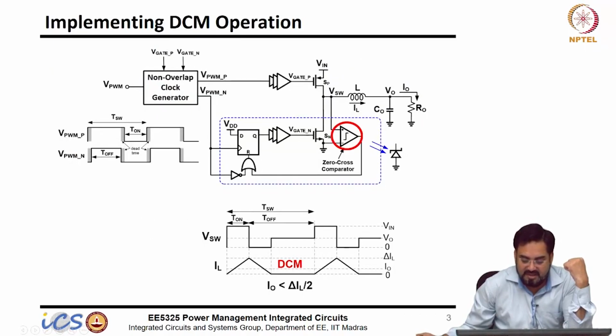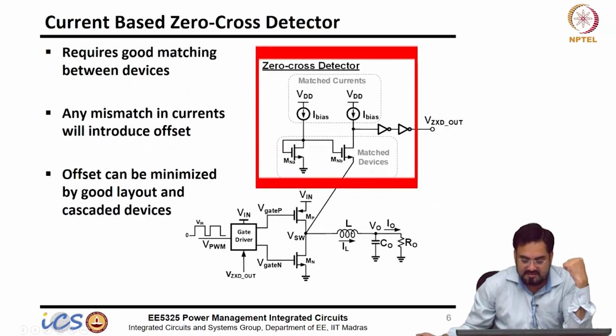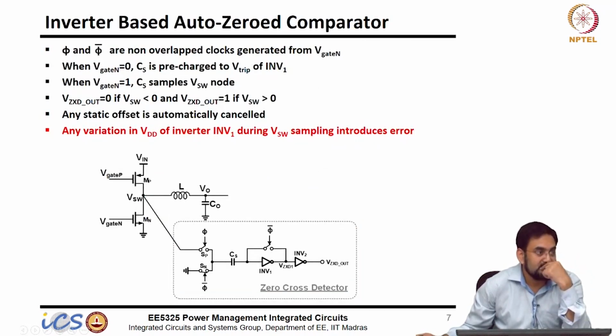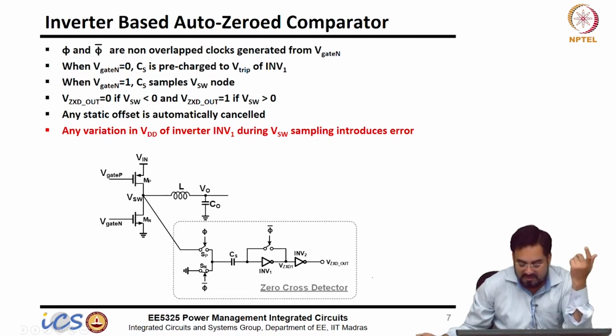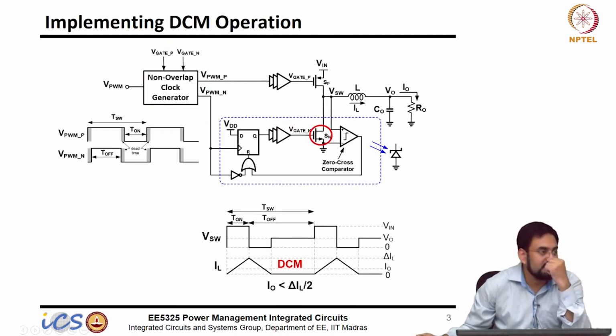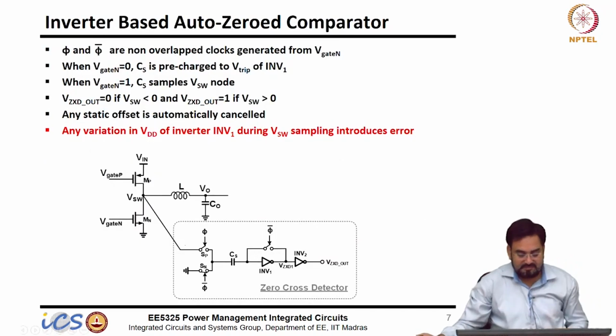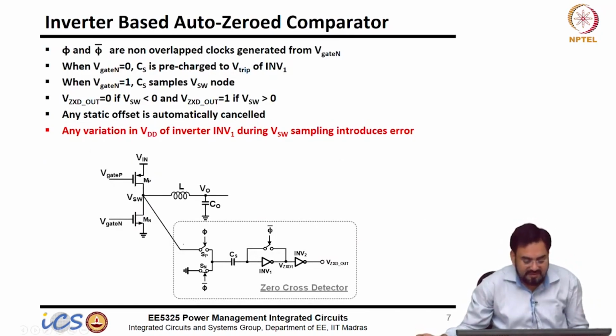So, this comparator is replaced by this zero-cross detector. All you are looking for is this ZXD output to turn off your NMOS. Should the phi signal and the BJT signal both be the same? Not the same signal, but all you have to make sure is that it's a non-overlap clock.